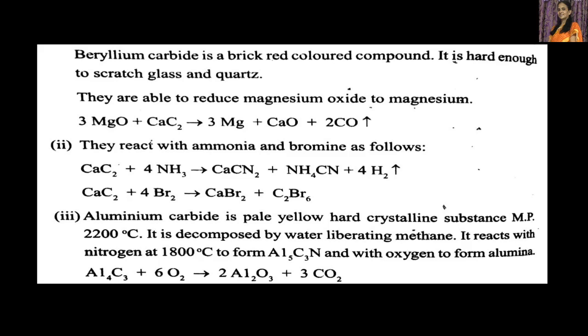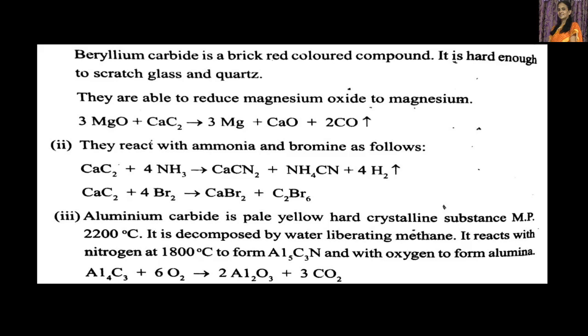Next, they react with ammonia and bromine. These carbides react with ammonia to form these compounds, liberating hydrogen gas, and they react with bromine to form calcium bromide, and this is another compound of carbon with bromine.